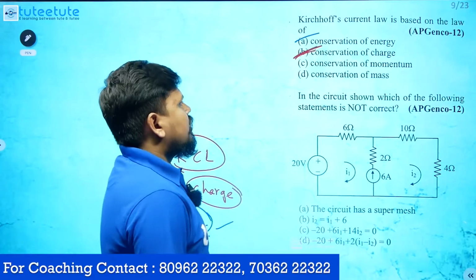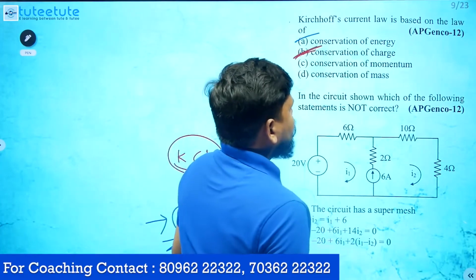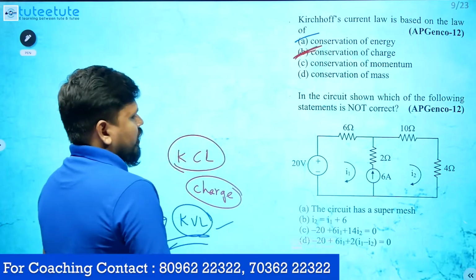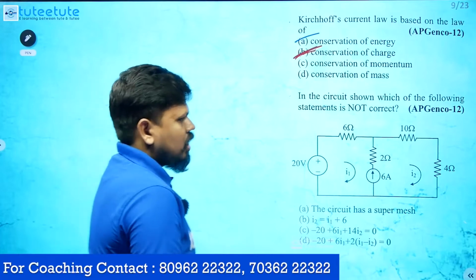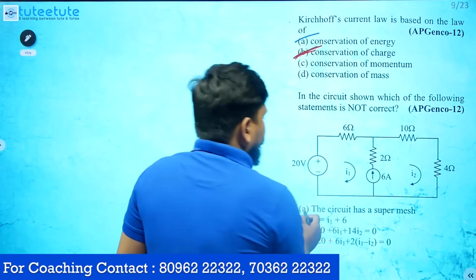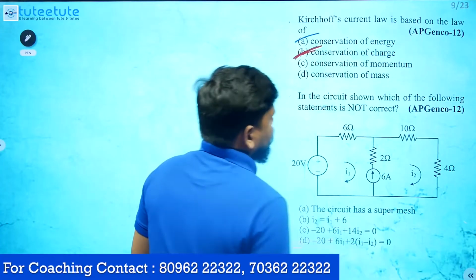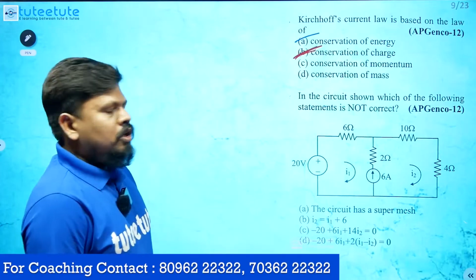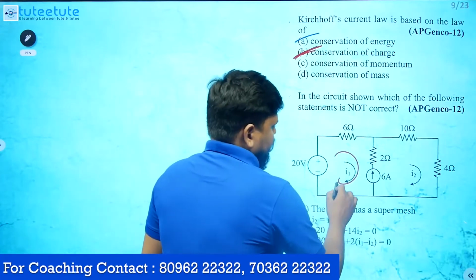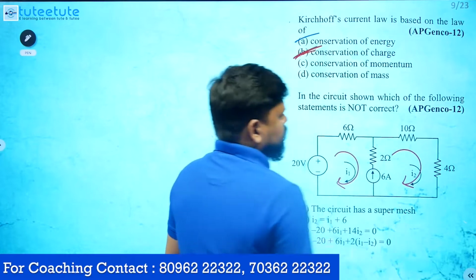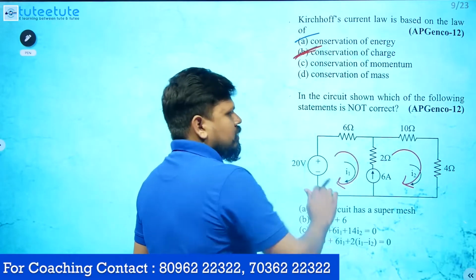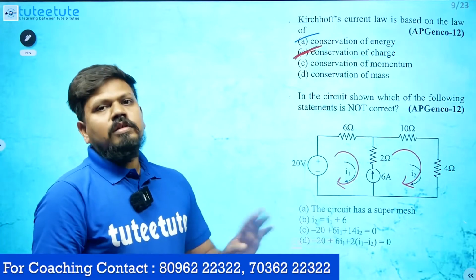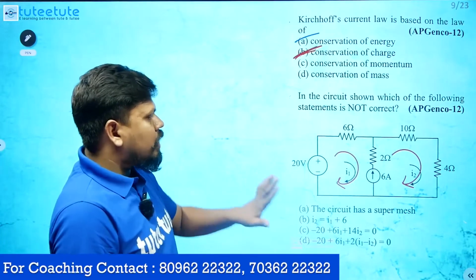Next question. In the circuit shown, which of the following statements is not correct? They have asked which is not correct, so from the options you have to work it out. The first option: the circuit has a super mesh. What is a super mesh? See, this is a mesh, this is also a mesh. So what does a mesh mean? A mesh is a closed path which further doesn't have any closed paths.